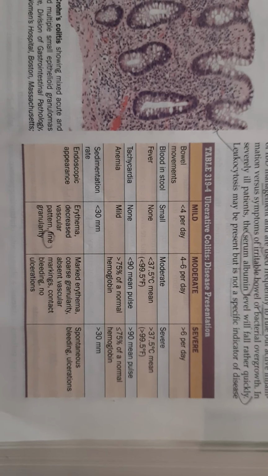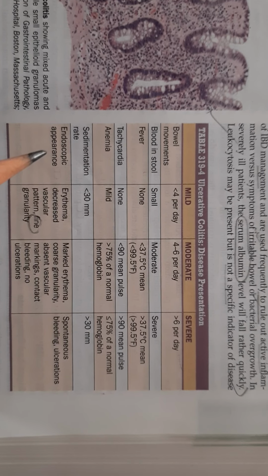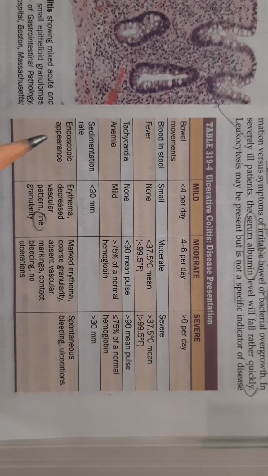So here, as you can see, the disease is in the form of mild, moderate, and severe, and we are discussing ulcerative colitis. We will see these parameters: bowel movements like diarrhea and blood in stool, which is a feature of ulcerative colitis; fever, because there is so much inflammatory process going on; tachycardia, increase in heart rate; anemia because of the blood loss in the stool; and sedimentation rate like ESR, which will be raised because it is an inflammatory condition; and endoscopic appearance, which you can see on colonoscopy.